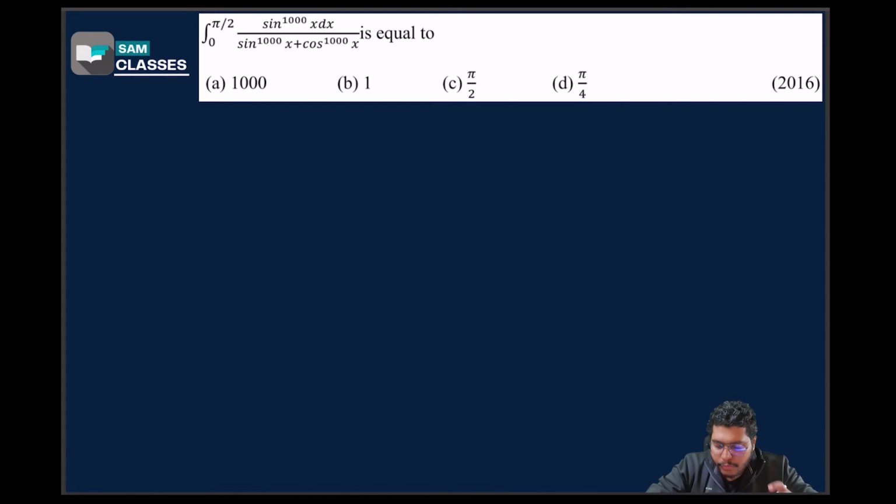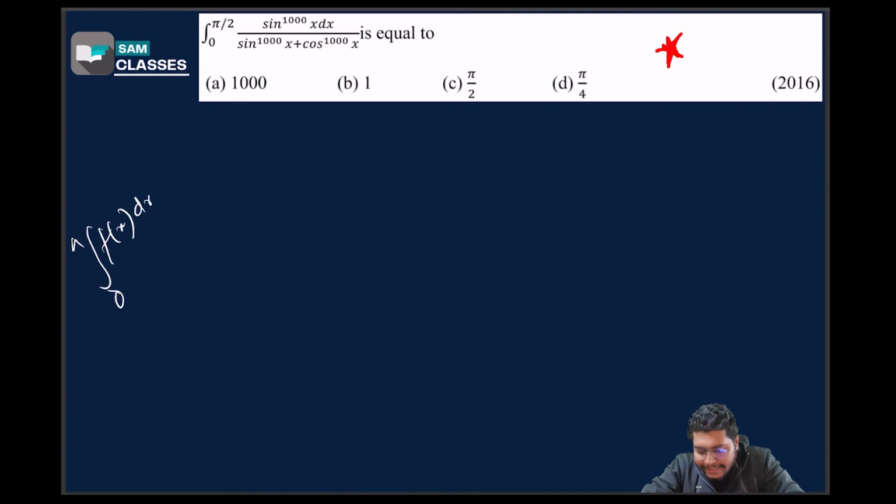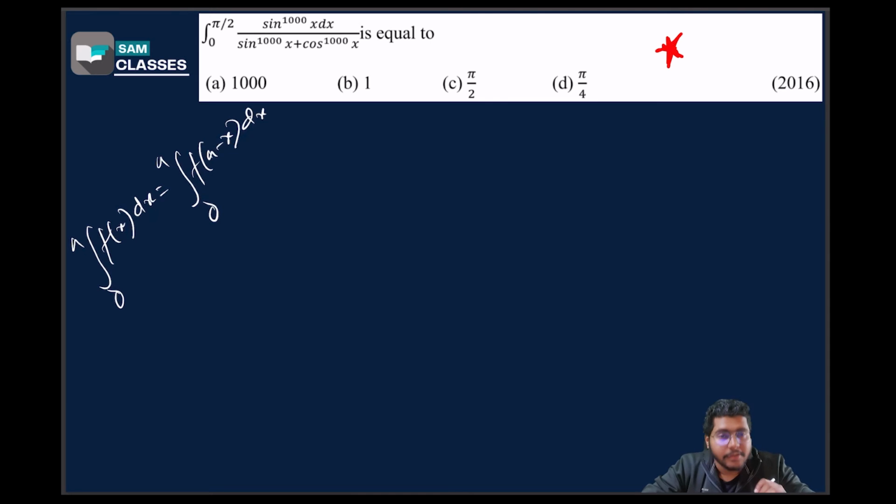Now understand, in this question, mark this question as very, very, very important. They can use this concept again and again. They've used it once more also, but still it's a very important question. Whenever we have, you need to know the property. What is the property? Whenever I have integral 0 to a f(x) dx, it can also be written as integral 0 to a f(a minus x) dx. That's it. If you remember this much of the definite integral property, you'll be able to do it. How? Let's see.